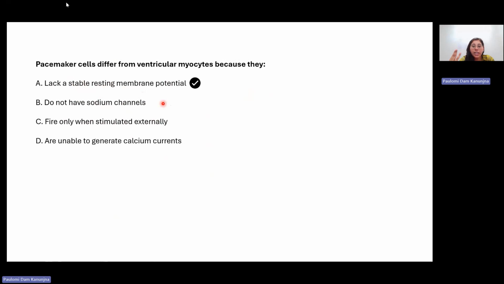That's because of three kinds of mechanisms. First is something called the funny current. Now, what is this funny current? The pacemaker cells, which is basically the SA node, have a special channel called the HCN channel. These are called funny channels. Now, what do these HCN channels do? They allow sodium influx at hyperpolarized potential. So at minus 60, these channels start functioning.